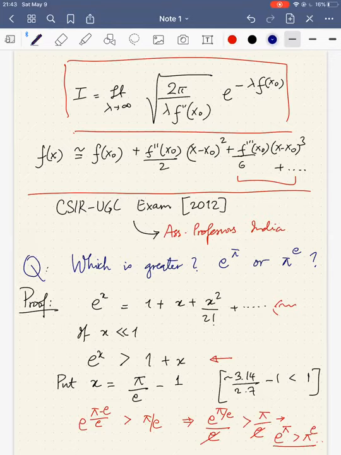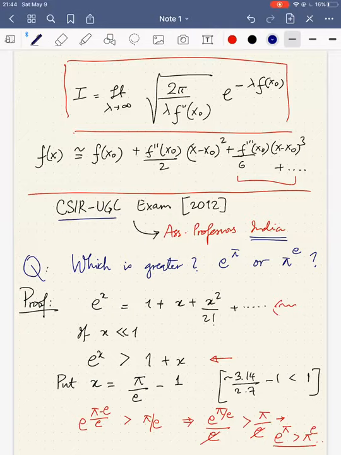Now there's a puzzle I want to discuss, which appeared in the CSIR UGC exam, which is usually conducted in India twice a year as a qualification or eligibility test for assistant professors. There was a question in 2012, which was: which of the following is greater, e to the power pi or pi to the power e?